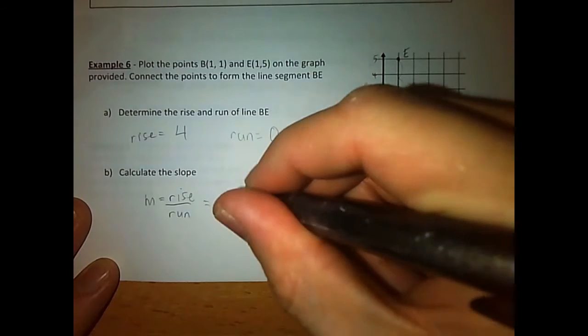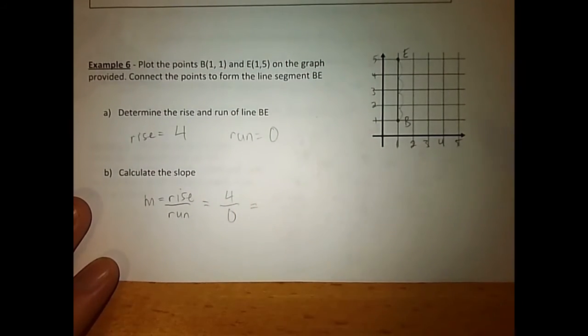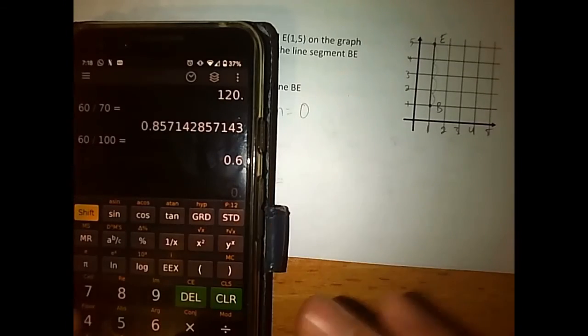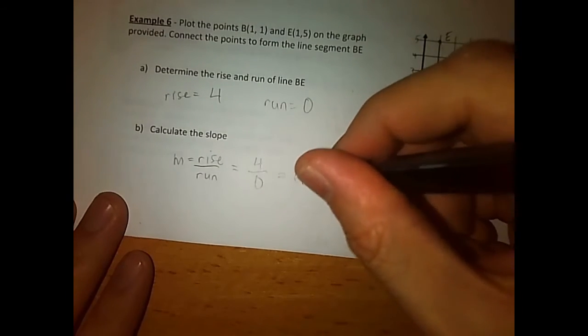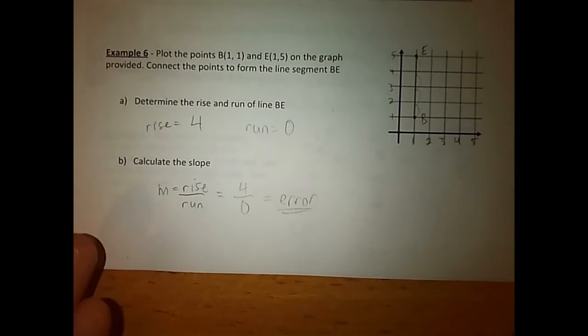Then my rise is 4, and my run is 0. So check on your calculators. 4 divided by 0 is obviously, well, let me check it and not leave you in suspense. Whoop. 4 divided by 0 is error. We get an error. So why do we have an error with 4 divided by 0?